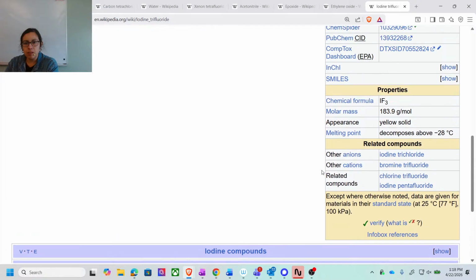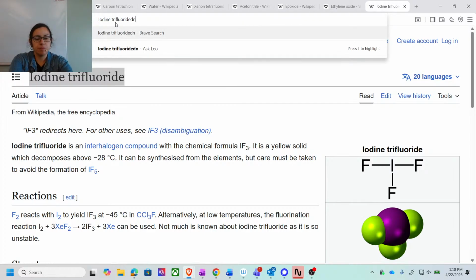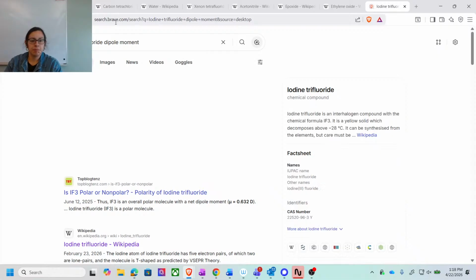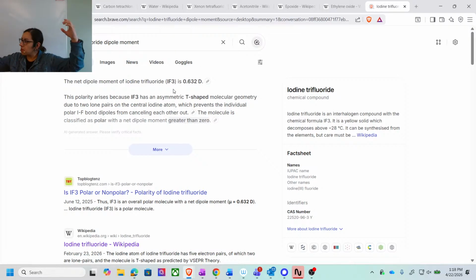So let's see, it doesn't have a dipole moment listed. Let's look it up. I'm sure it has to have a dipole moment somewhere. Wikipedia sometimes lets us down. According to the internet, it's about 0.632. So not the most polar, but again, we can surmise those lone pairs are definitely contributing to some polarity. So again, just putting context to things.